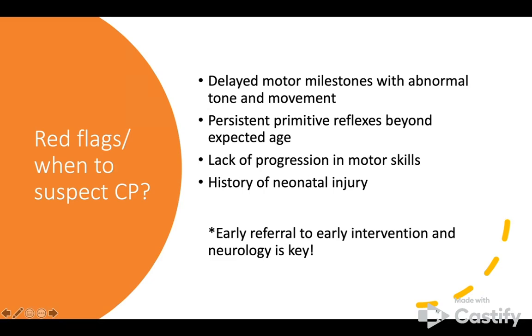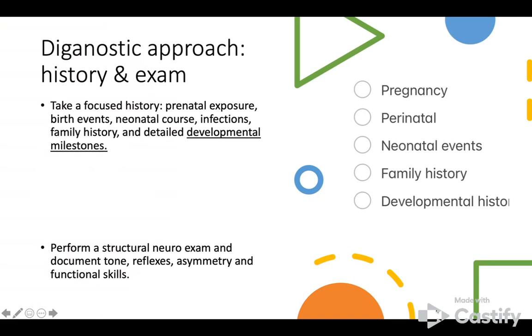Lack of progression in motor skills. For example, if the baby started walking at, let's say, 24 months, but they're not running yet even if they're 5 years of age. History of neonatal injury is again very, very important. So let's say a patient has these things: delayed motor milestones, or apathy, or they favor one hand more than the other.